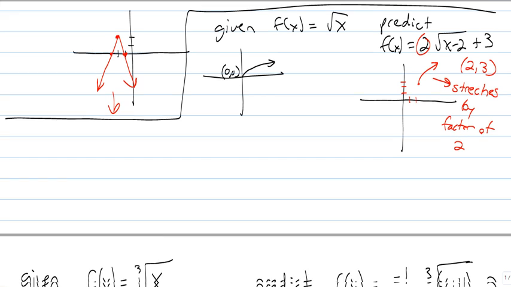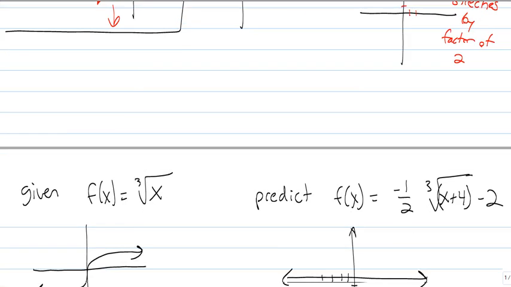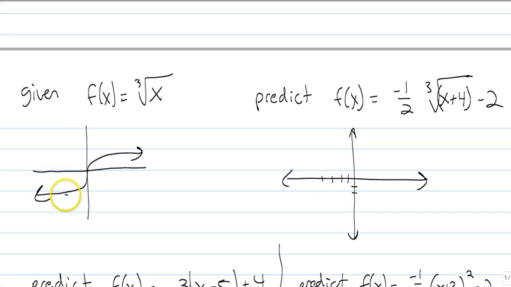Alright, so let's do some more. Given this graph right here, predict what happens when I have a negative x plus 4 minus 2. Well, this point here on a cubed root is going to be at negative 4, negative 2. That's the point here where 0, 0 used to be. So negative 4, negative 2. Oh, I left the lines there, so I kind of gave you guys a hint there.